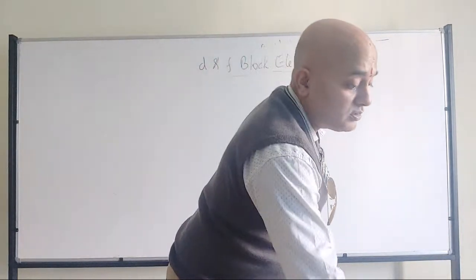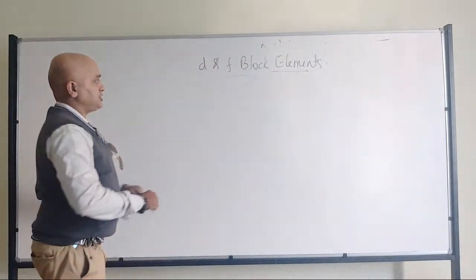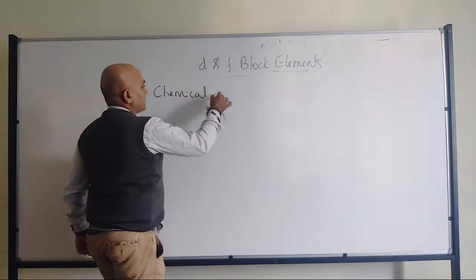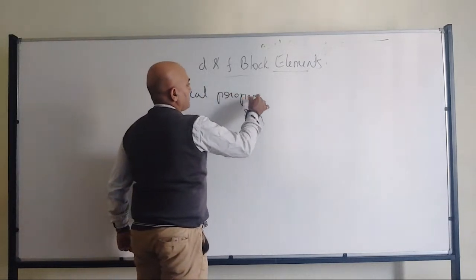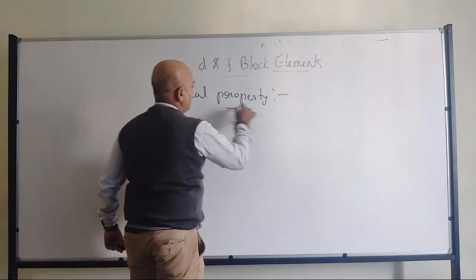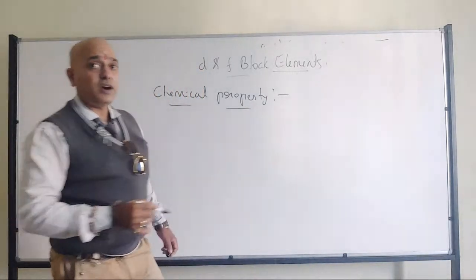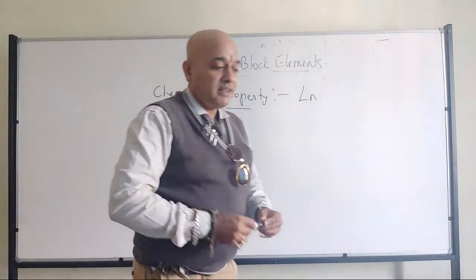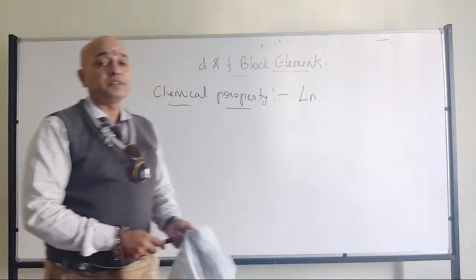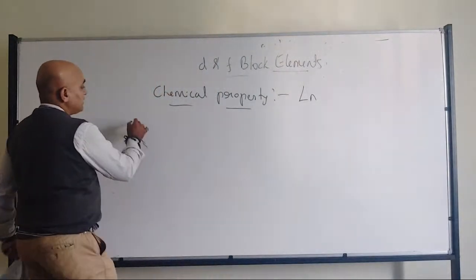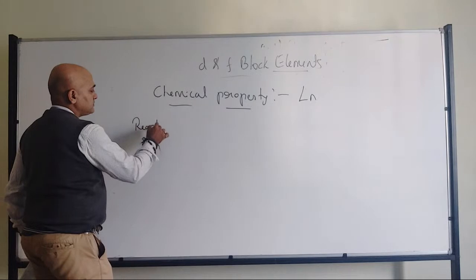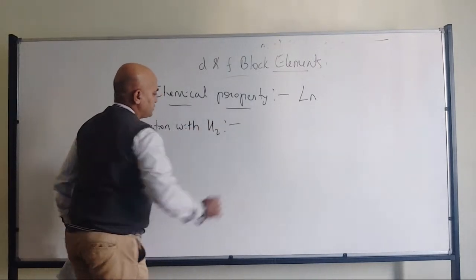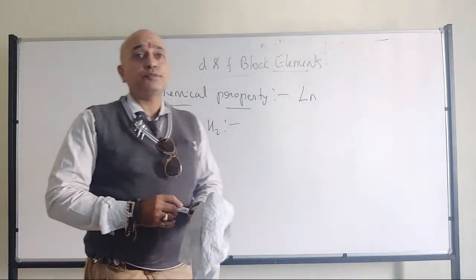Now we will come to some of the chemical reactions. Okay, so chemical properties. Not much, don't worry. Chemical properties of lanthanoids, Ln. Now when it comes to chemical properties, the first one is reaction with hydrogen. So what do you feel? Which product will be formed?